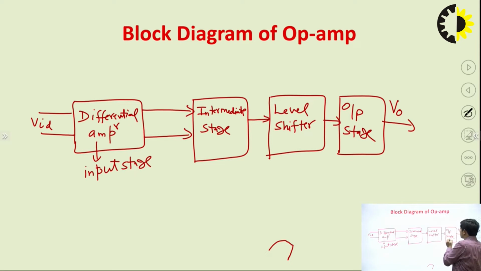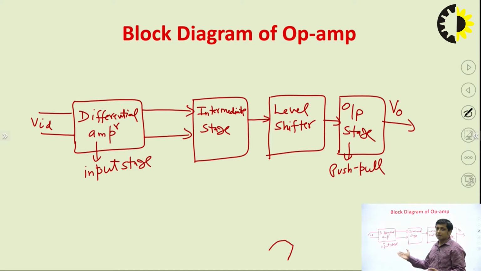Normally the output stage of an op-amp is a push-pull configuration. If we take the example of the 741 IC, in the 741 IC the output stage is a class AB push-pull output stage, right? So these four are the major blocks of the op-amp. But see, this is the general block diagram, and in it you can see that the first two stages are differential amplifiers.